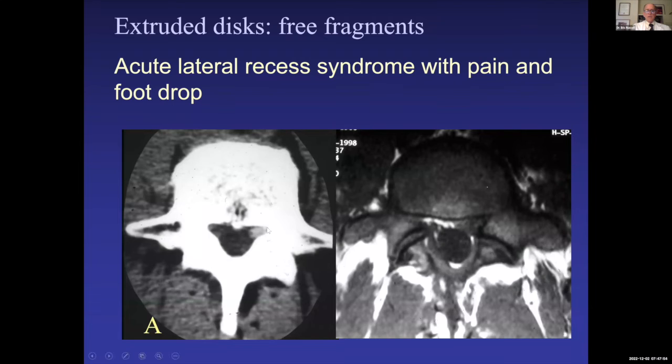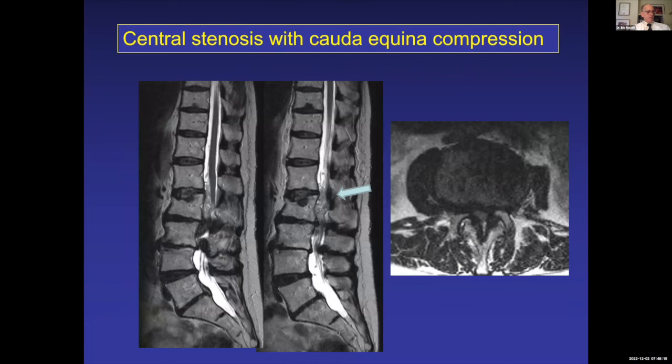This is a CT showing extrusion of a hyperdense disc fragment into a lateral recess. On MR, same thing. These patients had foot drops at L4 level because of L4 root compression. So lateral recess stenosis may be due to disc extrusions, maybe due to facet arthropathy, and a whole host of things. Interesting. This is sagittal T2 MRs on the left and axial on the right.